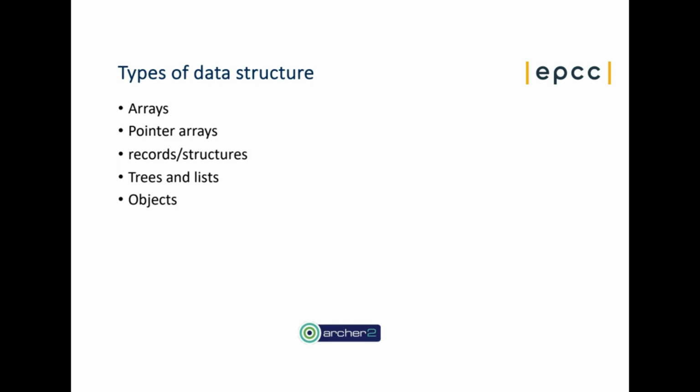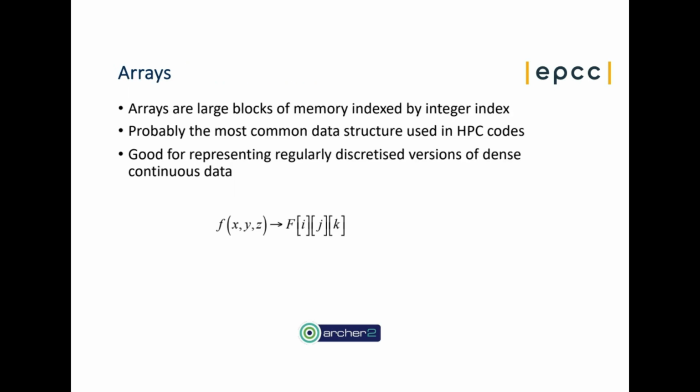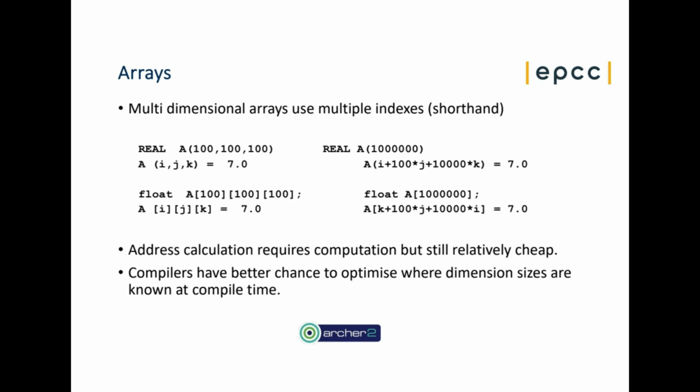So, different types of structure we can think about: arrays, pointer arrays, records or structures, things like trees and lists, and objects. Arrays are probably one of the commonest data structures in a lot of HPC codes. They are very handy for representing regular discretizations of contiguous fields, so we very often end up with three-dimensional arrays.